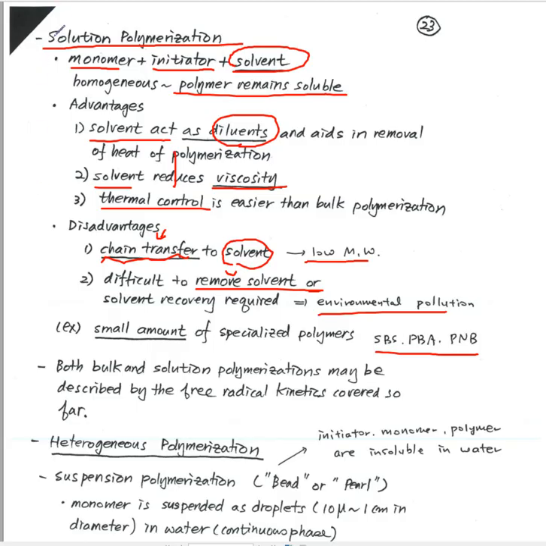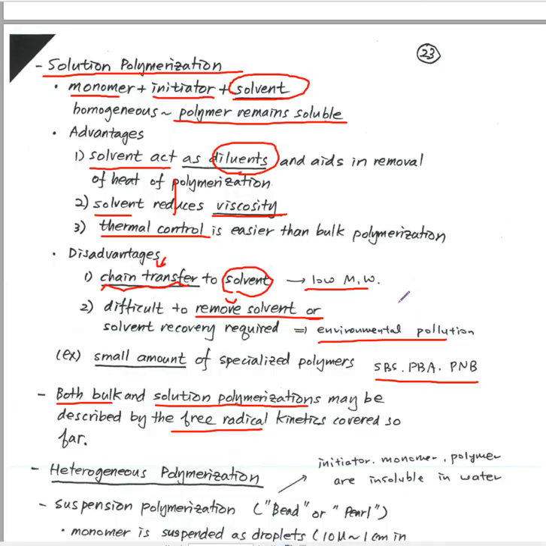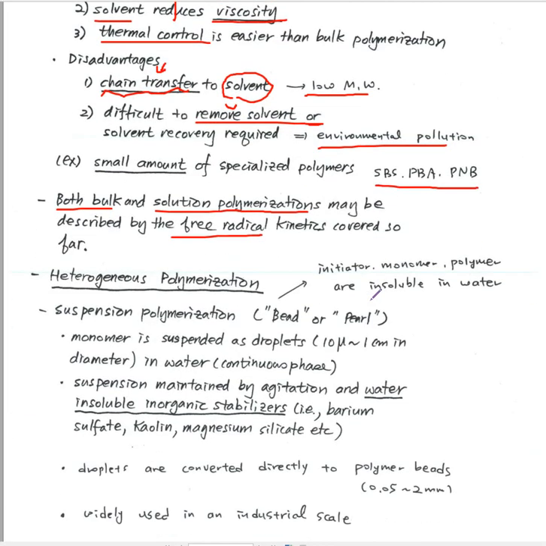Anyhow, for both bulk and solution polymerization, we can describe the overall kinetics by the free radical polymerization that we have learned before, such as Rp and the kinetic chain length as shown here. Same general kinetics. These two, bulk and solution polymerizations, are considered homogeneous, right? All the species, monomer, initiator, or solvent, are in the same phase, generally the liquid phase.